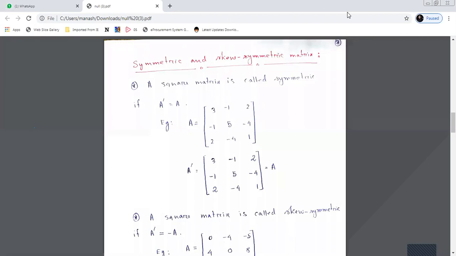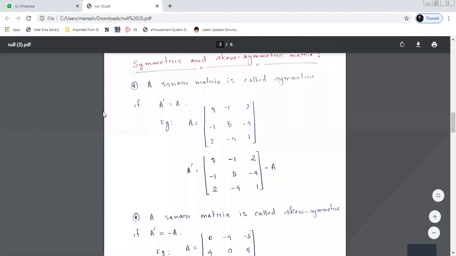So second row becomes second column. Same way, third row is 2, minus 4, 1. It will become third column, 2, minus 4, 1. Now compare A with A dash. See here, both of these two are same, which is equal to, that means, A.